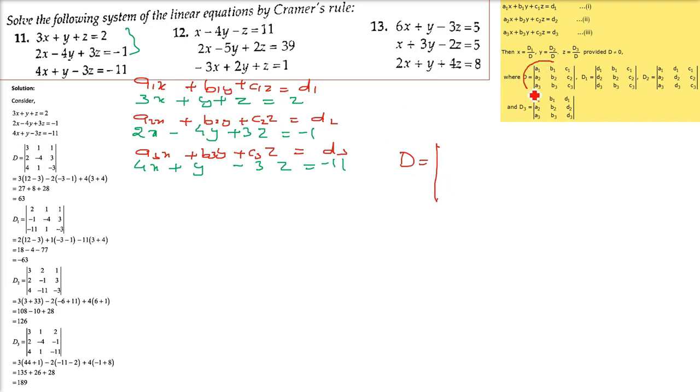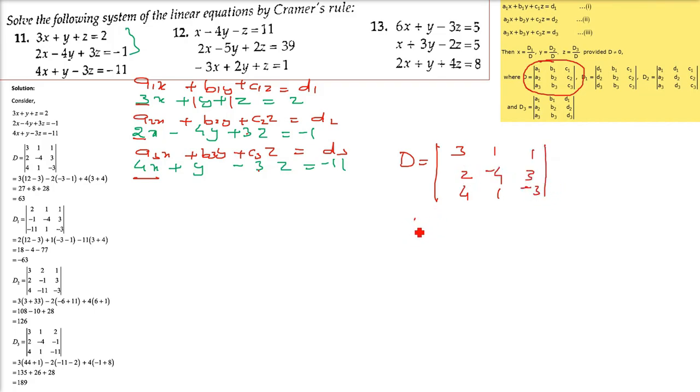So for D we have to write a1, b1, c1 in 3 columns. So 3, 2, 4 will come in the first column. 1, negative 4 and 1 will come in the second column. c1, c2, c3, this 1, 3 and negative 3 is going to come in the third column.